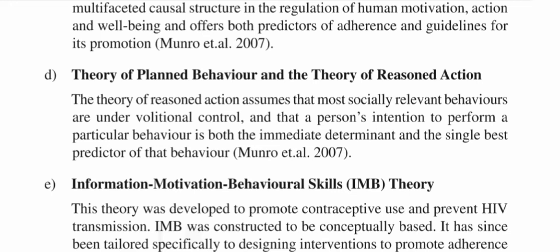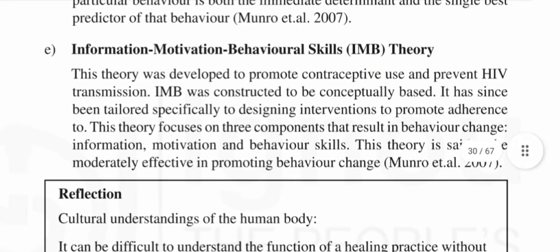Munro et al. 2007. Information motivation behavioral skills, IMB theory. This theory was developed to promote contraceptive use and prevent HIV transmission. IMB, information motivation behavioral skills, was constructed to be conceptually based. It has since been tailored specifically to designing interventions to promote adherence. This theory focuses on three components that result in behavioral change: information, motivation, and behavioral skills. This theory is said to be moderately effective in promoting behavioral change.